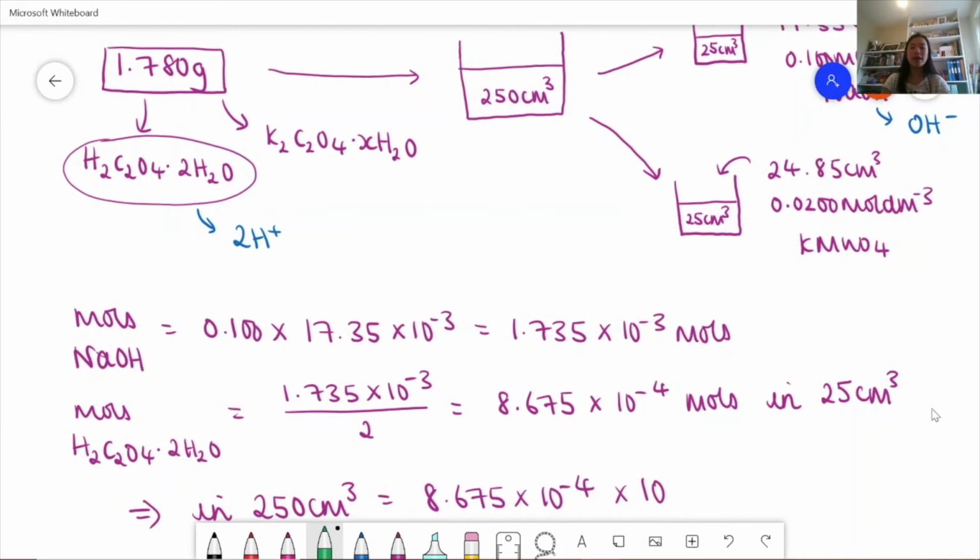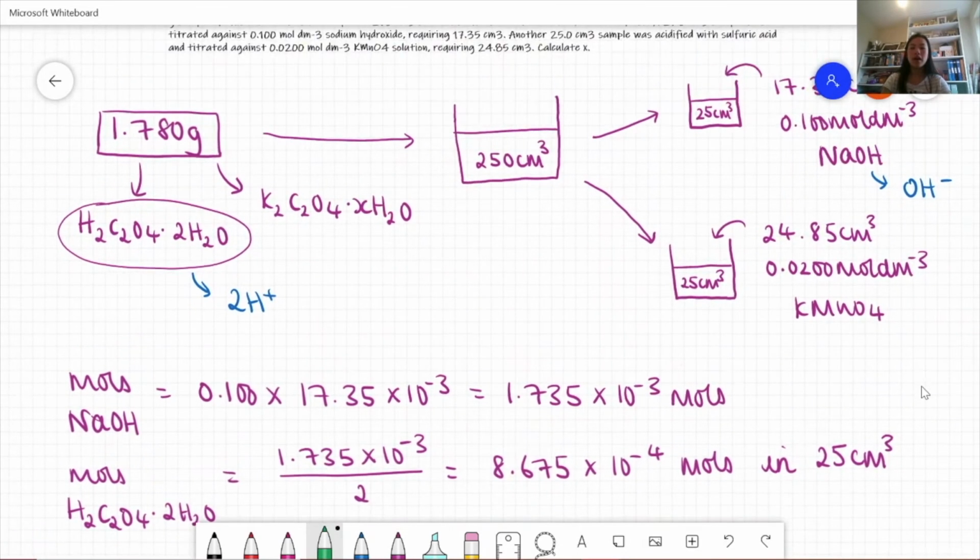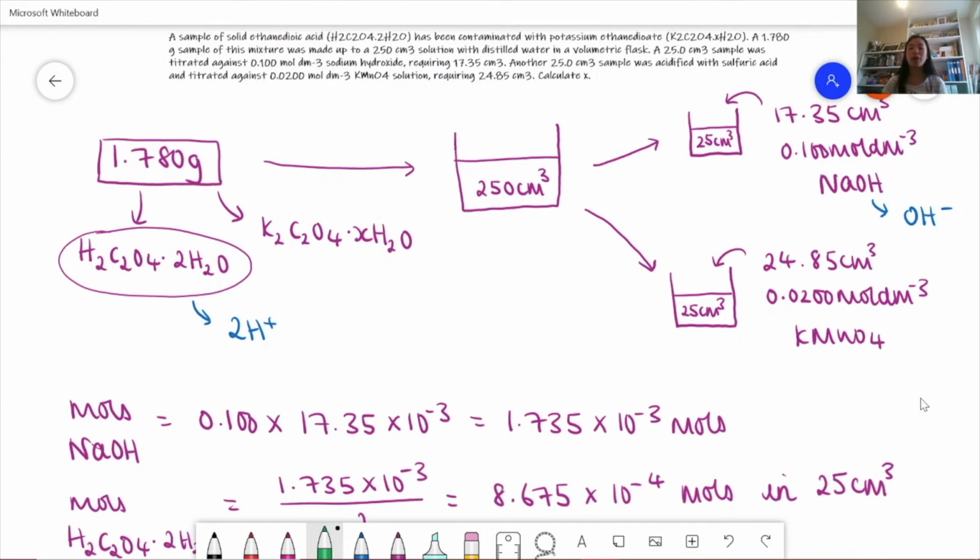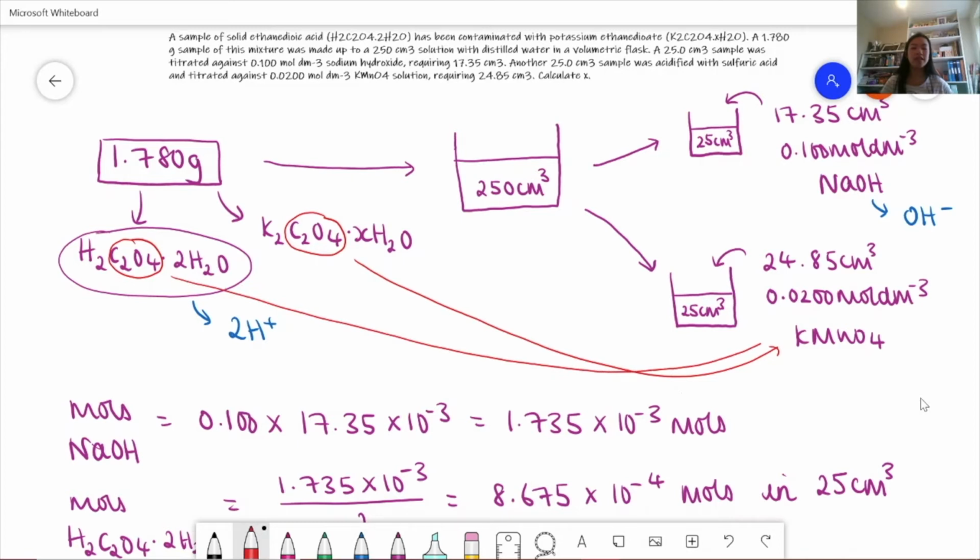So we know that manganate reacts with ethane dioate. And that means that it's reacted with both the potassium ethane dioate and also the ethane dioic acid, because we have ethane dioate here and also ethane dioate here. So these have both reacted with this potassium manganate, because the manganate ions have oxidized these ethane dioate ions.